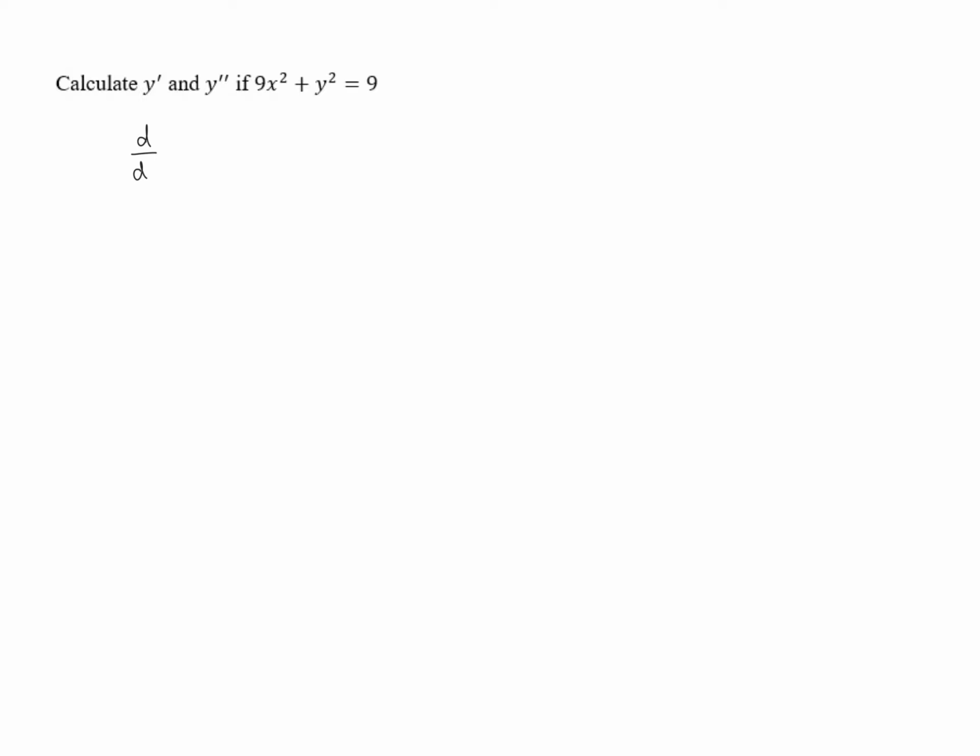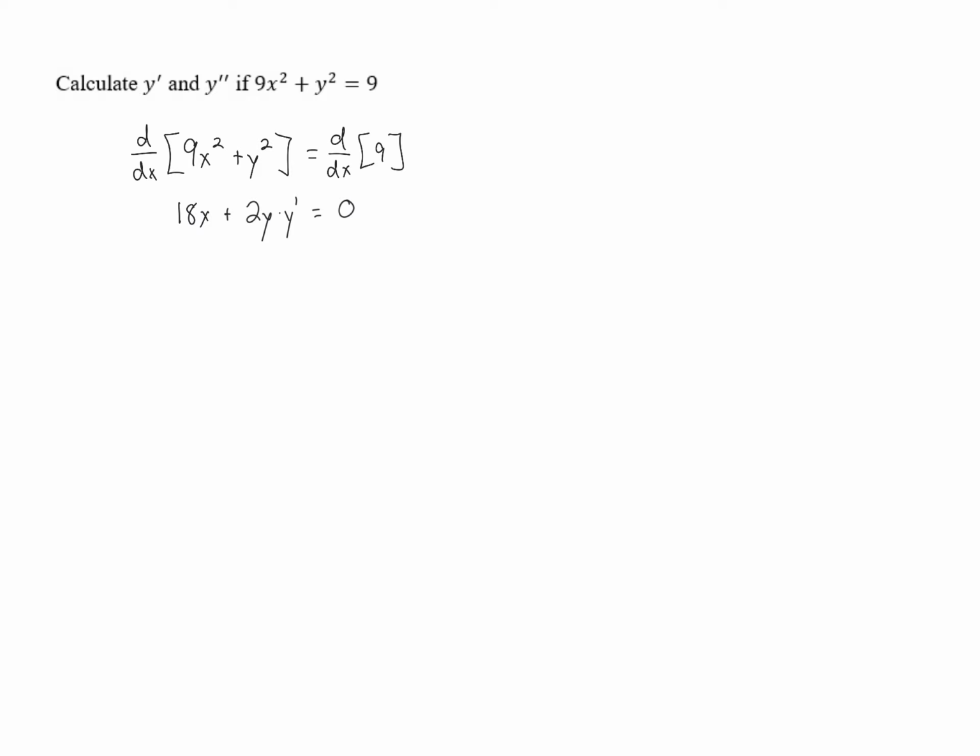Let's figure out the first derivative, d over dx of 9x squared plus y squared equals d over dx of 9. Now when we differentiate the left-hand side, the derivative of 9x squared is going to be 18x, because the derivative of x squared is 2x, and 2x times 9 is 18x. Plus the derivative of y squared with respect to x is going to be 2y times y prime. Got to use the chain rule, because y is a function of x. And then, of course, on the right-hand side, we get 0.